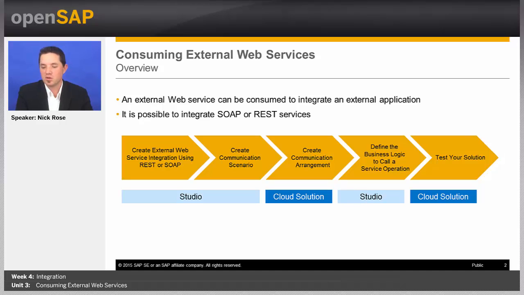So to talk it over, what you'll obviously need is the WSDL file for the external service you want to consume. Once you have that file, you can import it into the SAP Cloud Application Studio. And from there, we'll create what's called a communication scenario based on it. A communication scenario is basically a collection of web services that relate to one specific integration scenario.